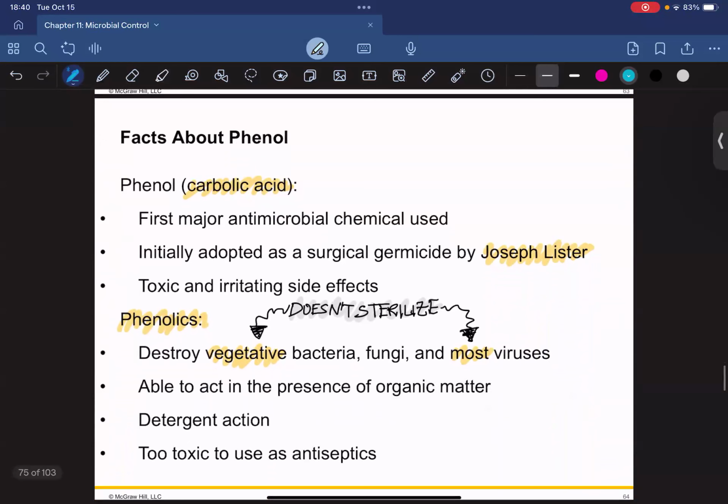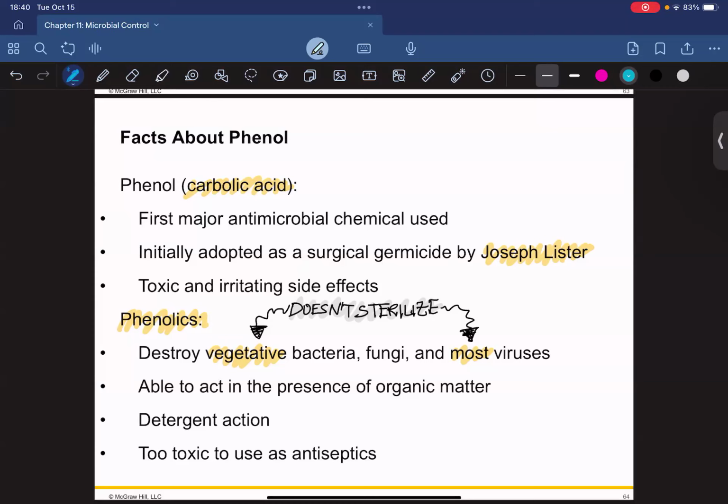So phenol, it was originally called carbolic acid. Carbofuscin is based off of this and it has that smell that phenol has, that chloroseptic spray, old school Carmex smell. Anyways, phenol is what Joseph Lister used when he was the original person to sanitize his surgical suite or whatever, and started introducing that. So he used phenol for that, but it is toxic and irritating.